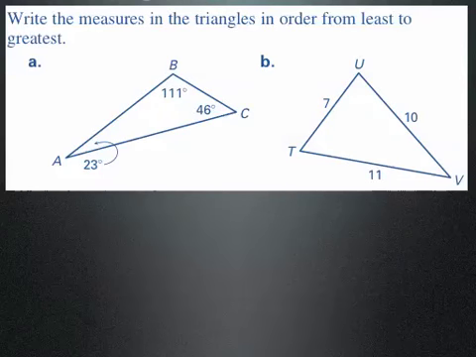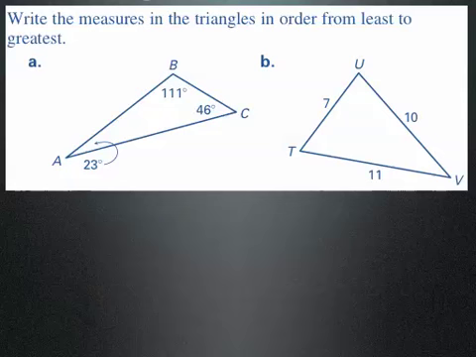This example asks us to write the measures in the triangles in order from least to greatest. Notice example A. We are given the angle measures, so we want to order the side lengths from least to greatest. Notice that we are given three angle measures. A is 23 degrees, B is 111 degrees, and C is 46 degrees. The sides opposite of those angles are going to be in the same order as the angles are.